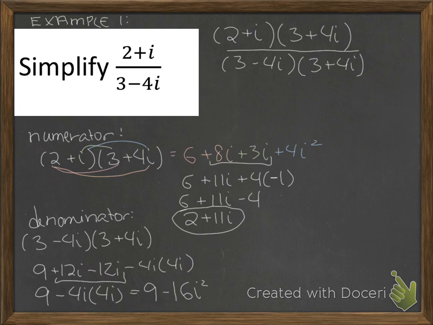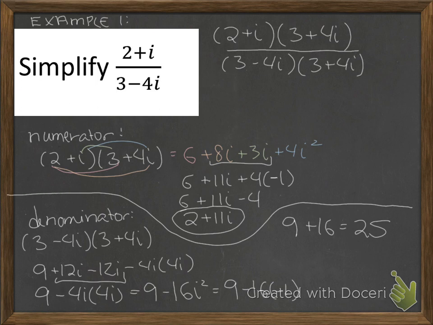Okay? Remember I squared, well, what is I squared? I squared is just -1. Okay? So I'm going to have 9 plus 16, which is 25. Okay, so let me draw a little line here so it's very clear which one is the numerator and which one is the denominator. Okay, so I'm going to come back up here and write up my answer. So the numerator for my final answer is 2 plus 11I, and my denominator is 25.